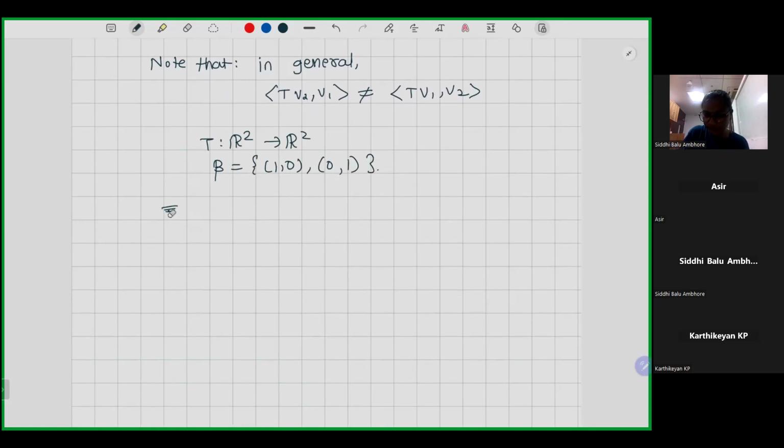Then what will this T beta beta be? Sorry, let me write T first, such that T of (x, y) is (minus y, x). So for T beta beta, (1, 0) goes to (0, 1), and (0, 1) goes to (minus 1, 0).